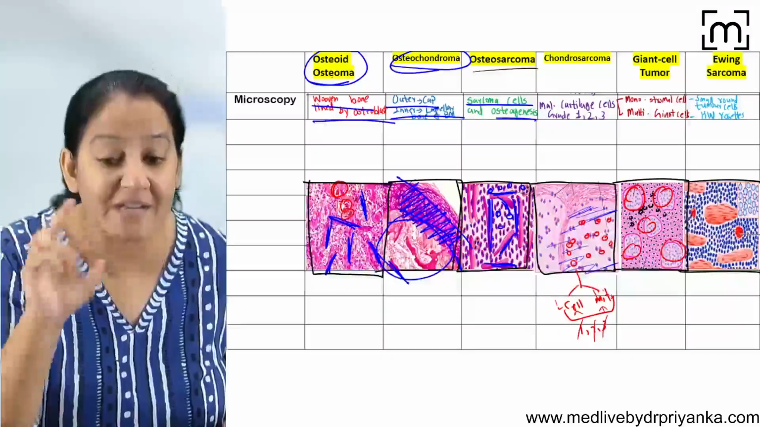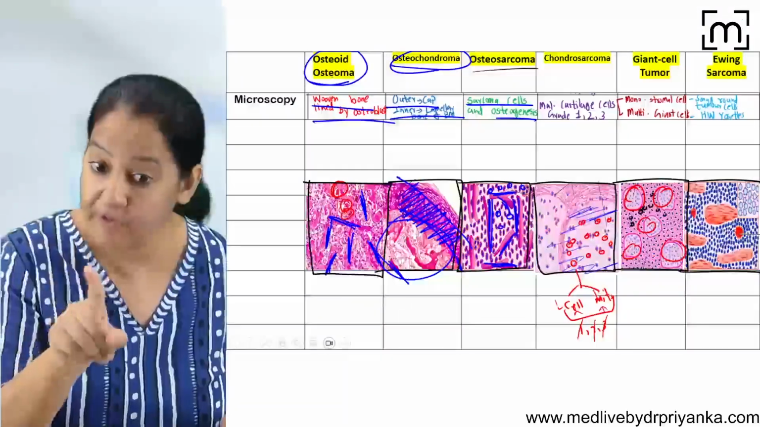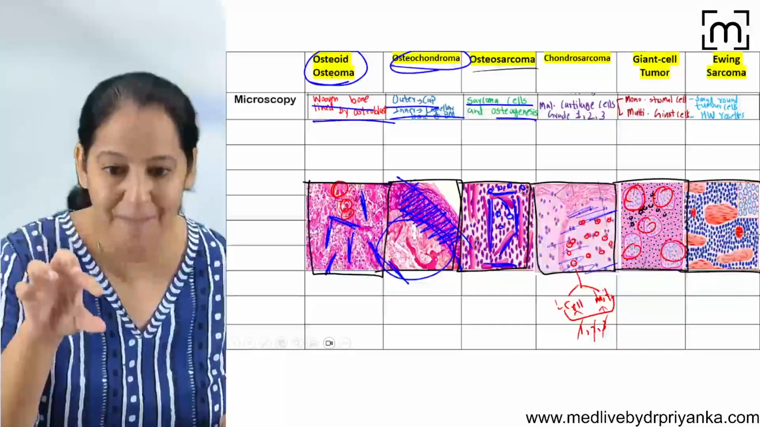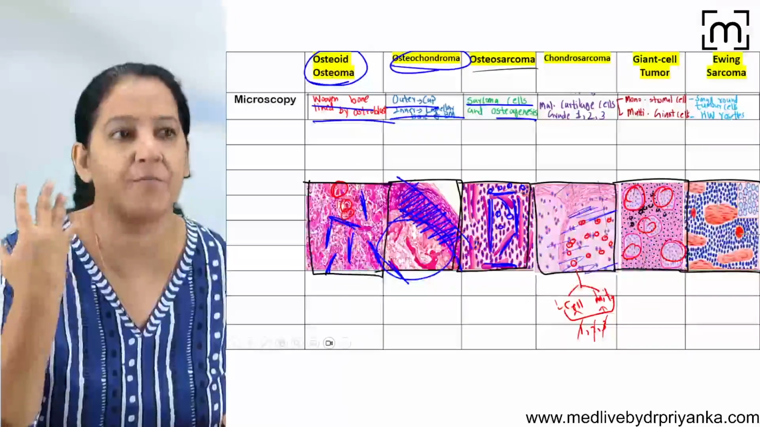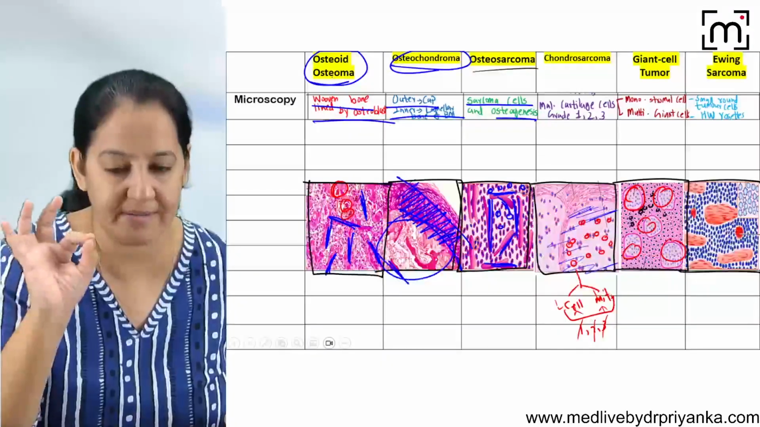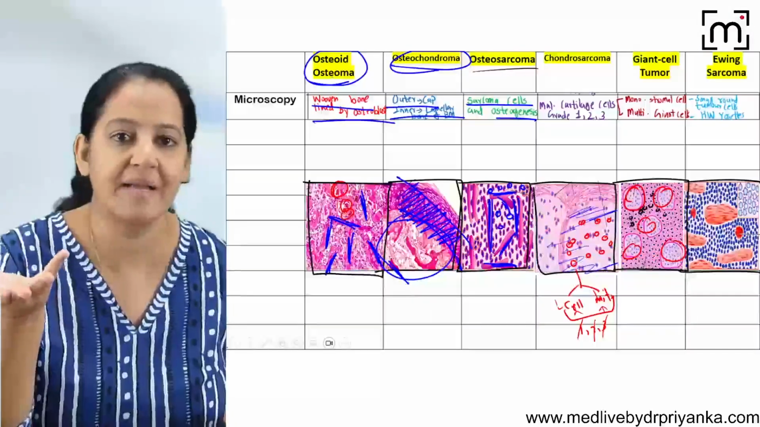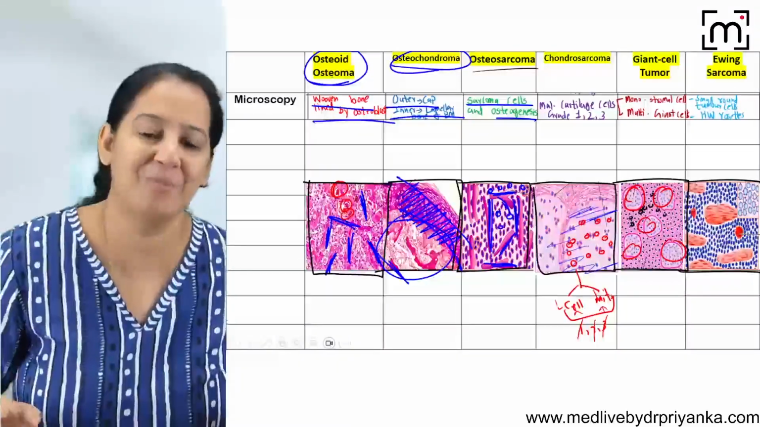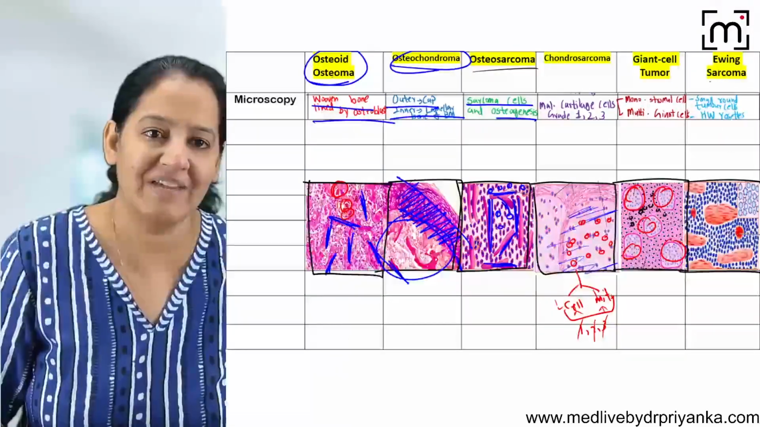The mononuclear cells are stromal cells. Describe them. They are uniform. They are not pleomorphic. They are plump. They have scanty cytoplasm. They have prominent nucleoli. So that is mononuclear stromal cells, and they are the tumor cells. And multinucleated giant cells are there. Describe them. They have more than 100 nuclei, most of them. Coming on the last one, Ewing sarcoma.